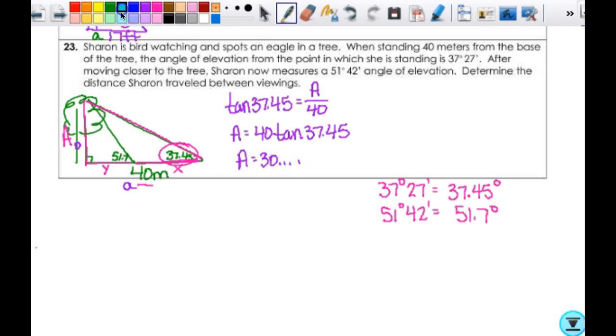So now that I have that, I can use this triangle here. I have this number, I have this angle, and I can find y. So it's tangent again. So it's the tangent of 51.7. That's equal to the opposite, which is A, which is stored in my calculator, over the adjacent, which I don't know, which is y. I'm looking for y, it's in the denominator, so y is equal to A divided by the tangent of 51.7. And that's exactly what I'm going to type in my calculator.